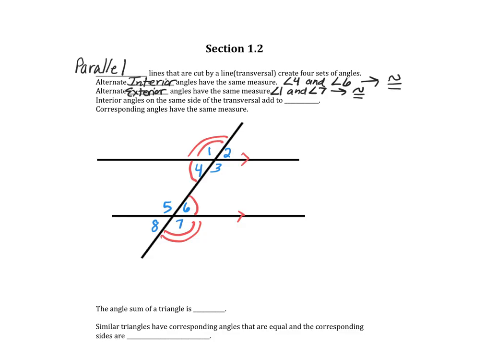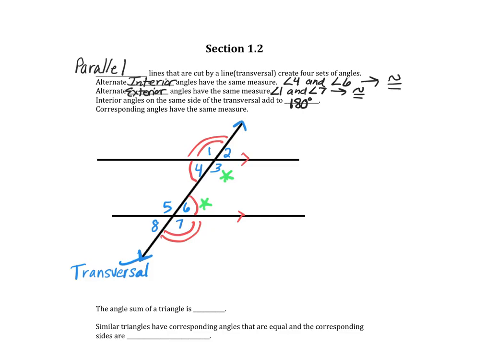And then we've got interior angles on the same side of the transversal. So that would be angle 3 and 6. That's an example of those. What we know about them is that their measures add to 180 degrees. So let's define that. This line right here is called a transversal. It's the line that cuts through those parallel lines.